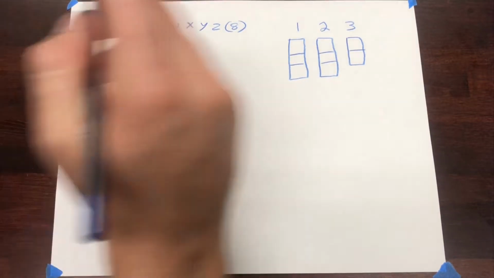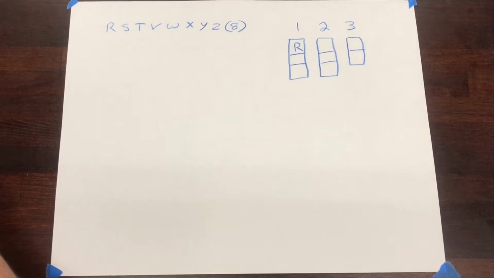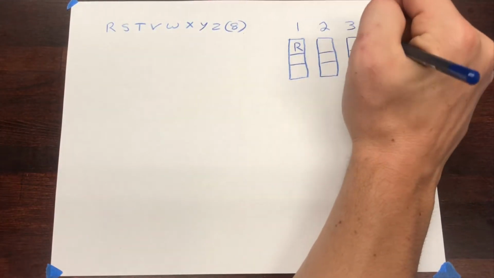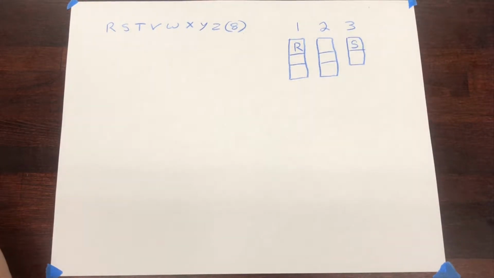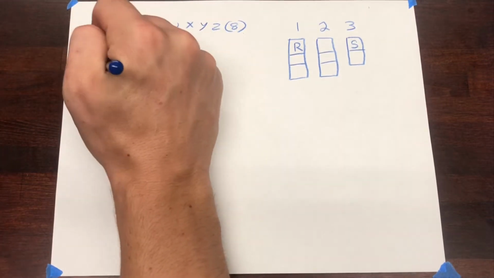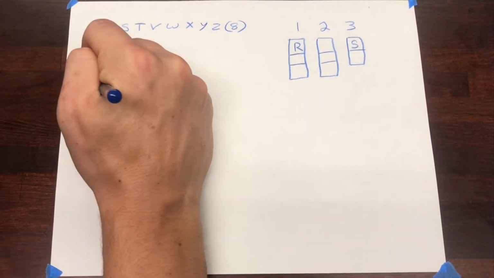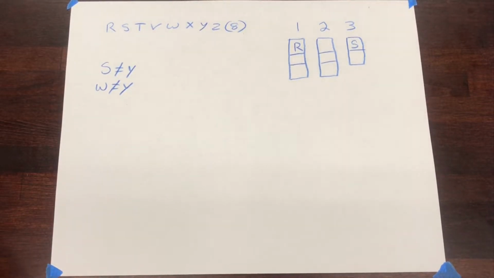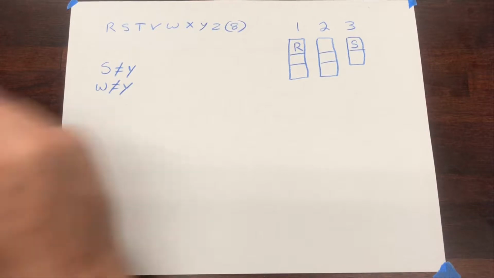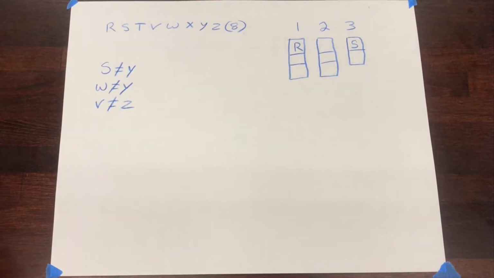R must be added to class 1. Ooh, doesn't get easier than that. S must be added to class 3. Again, another easy one. Neither S nor W can be added to the same class as Y. So we're going to write S does not equal Y. W does not equal Y. V cannot be added to the same class as Z. V does not equal Z.